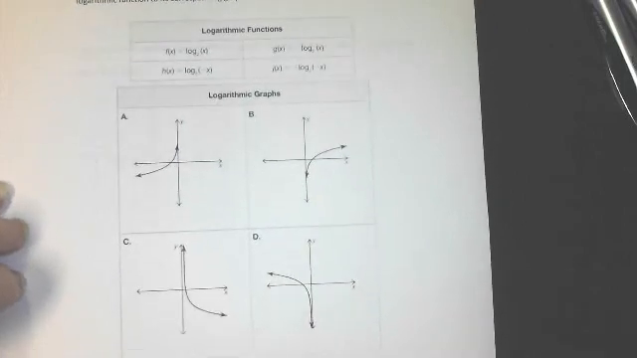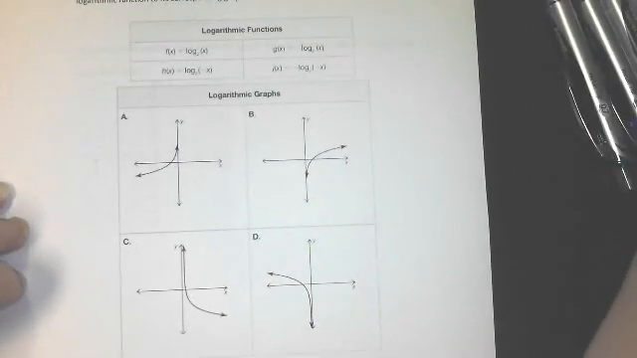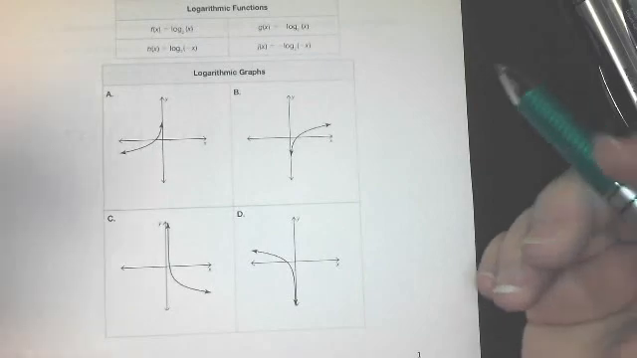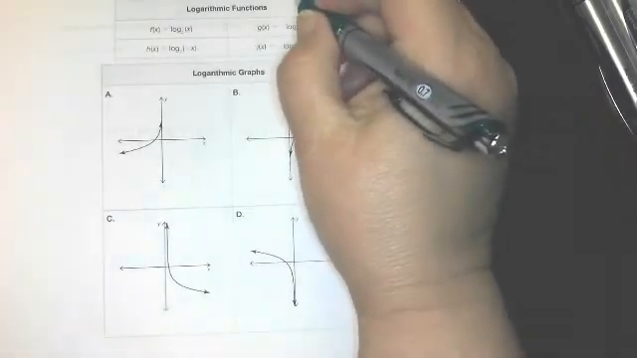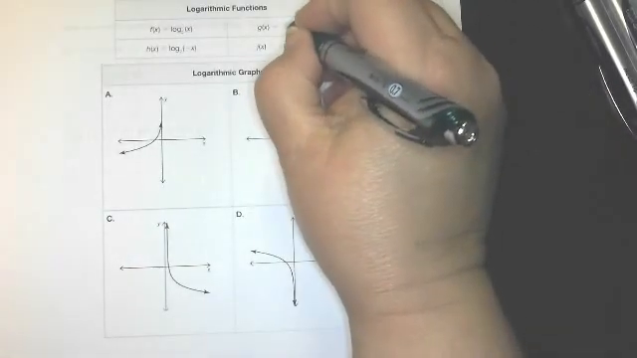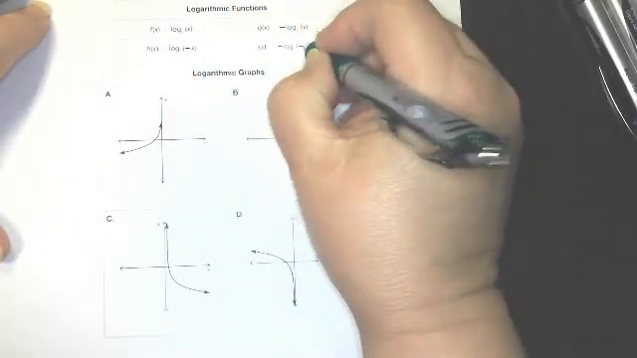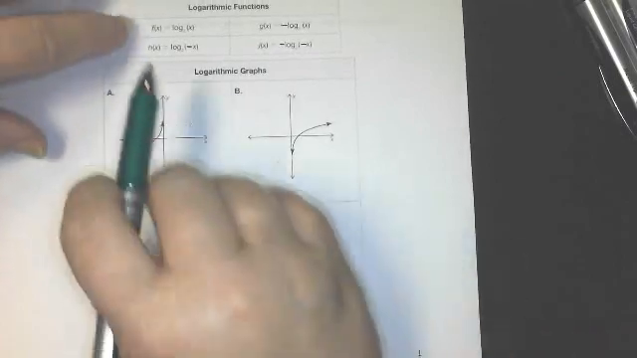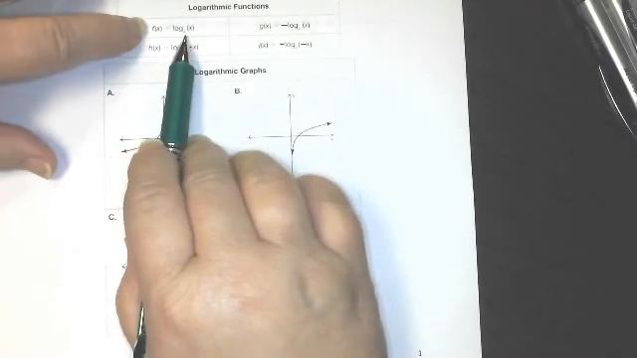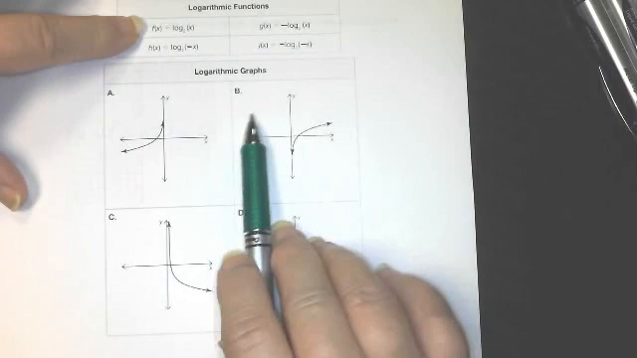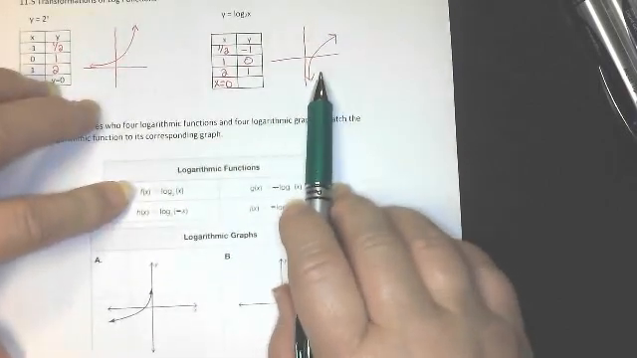All right, the first set of tables has to do with transformations, reflections. So we're going to take a look at these. If you look carefully, you can see there's some negatives here. That way we can identify these. So the first one we're looking at is f of x equals log base 2 of x. Which one of these looks just like the parent function?